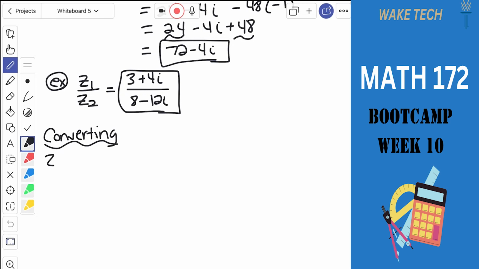So let's say that we have the complex number. Let's do the 8 minus 12i one. That's an x value paired with a y value. Complex numbers in rectangular form are written in the form of z equals x plus yi.